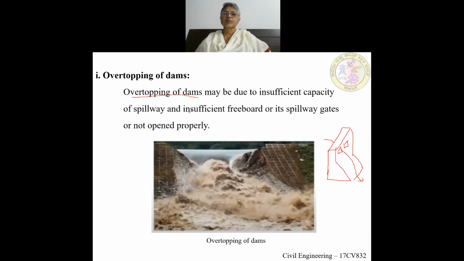Also, one more reason is insufficient capacity of the spillway. One is due to a wrong estimate of the flood, and another is insufficient freeboard. We allow some freeboard above the maximum reservoir level. This is the MW level, and above this we leave some freeboard. If the freeboard is not sufficient, water flows over the top of the dam and it will cause failure. That is called overtopping of dams.